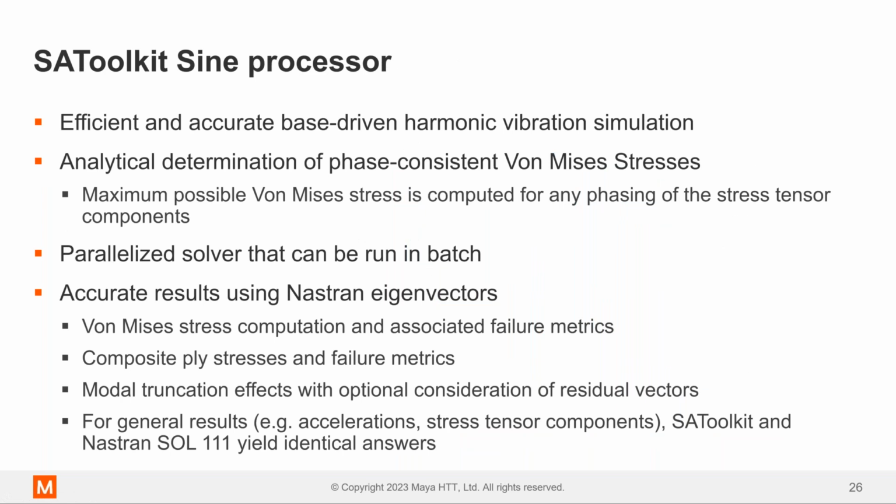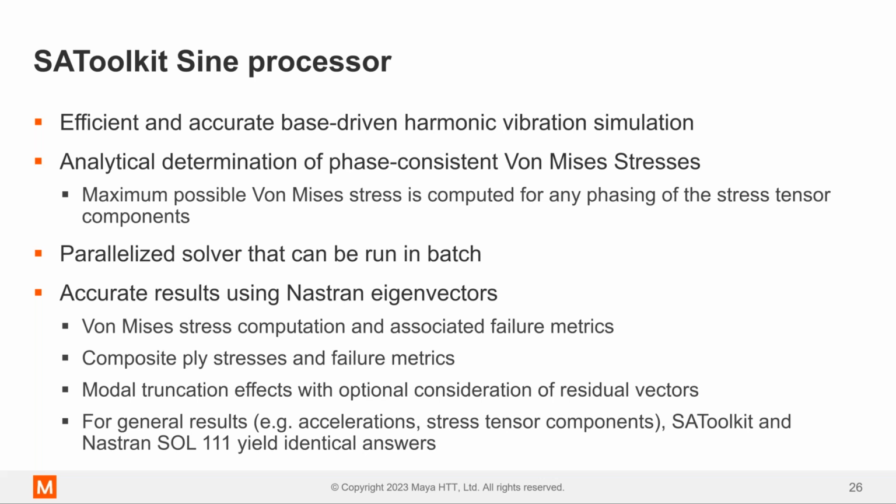Now the sine processor, I'll mainly just talk about this one, but it's an efficient and accurate base-driven harmonic vibration simulation. It determines phase-consistent von Mises stresses. It's parallelized and can be run in batch mode, so that helps it solve quicker if you've got big runs and a lot of runs you're trying to do. And it gives accurate results using Nastran eigenvectors. Again, it's using the Solution 103 modal analysis from Nastran.